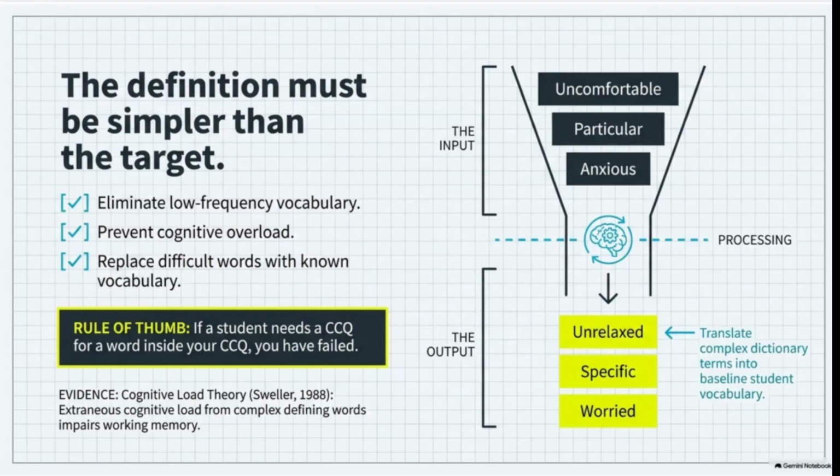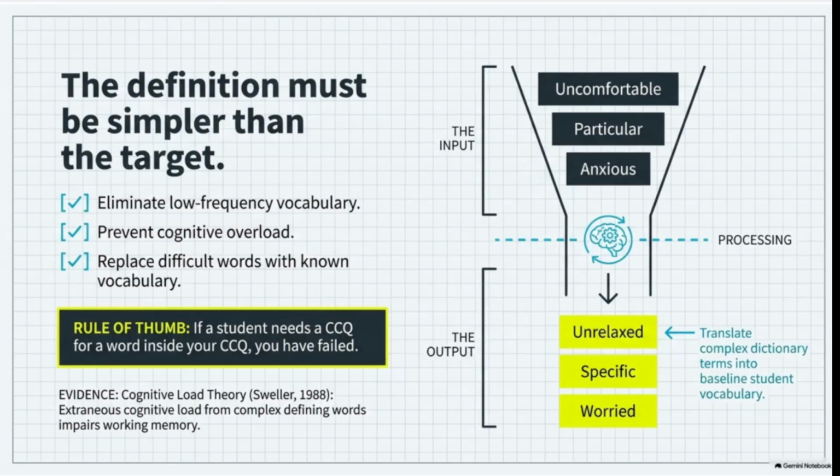For example, suppose the target word is uncomfortable. If we ask, are you experiencing psychological unease? We have created a new vocabulary problem. The students now need to understand psychological unease just to answer our CCQ. That defeats the purpose. Instead, use language students already know. You can simply ask, are you comfortable?